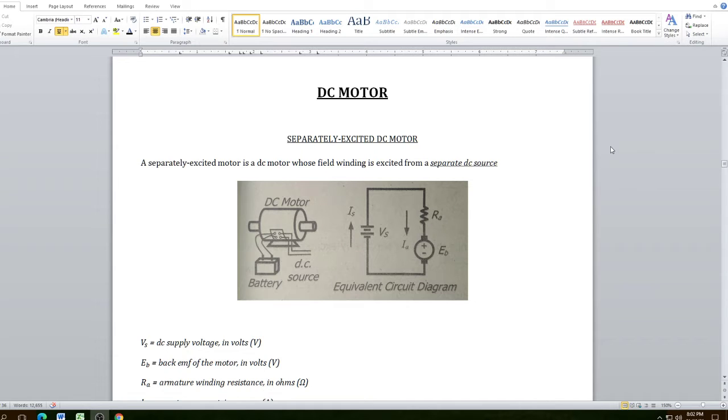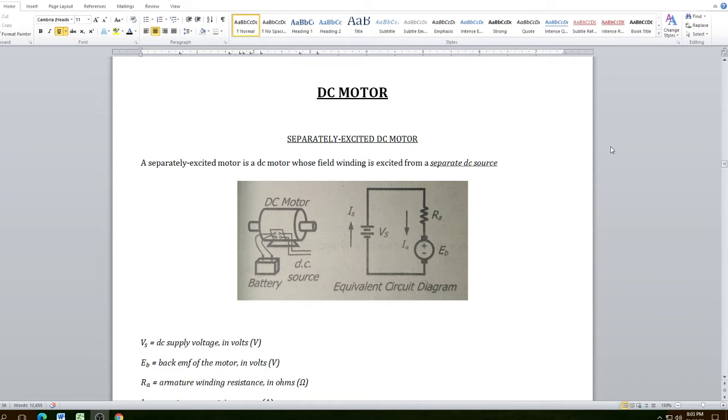Like for example, the permanent magnet DC motor, like the ones found in toys, or the ones inserted in dynamos, with magnets inside. So that is a permanent magnet DC motor. Then separately excited DC motors, and servo motors.